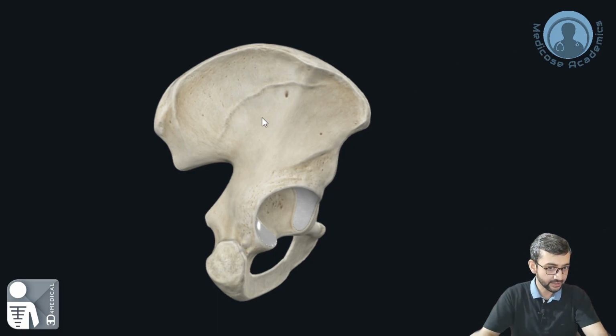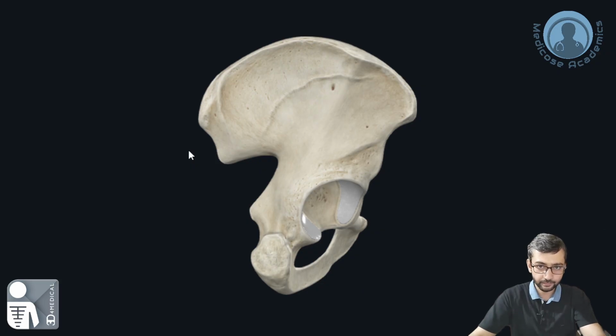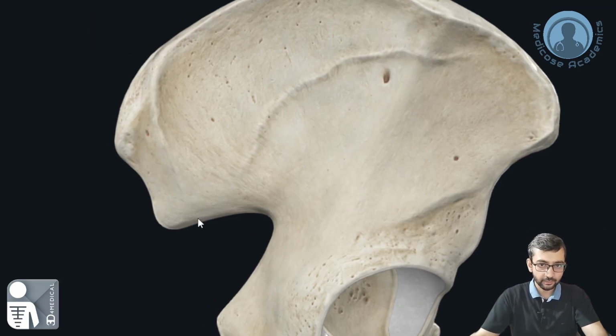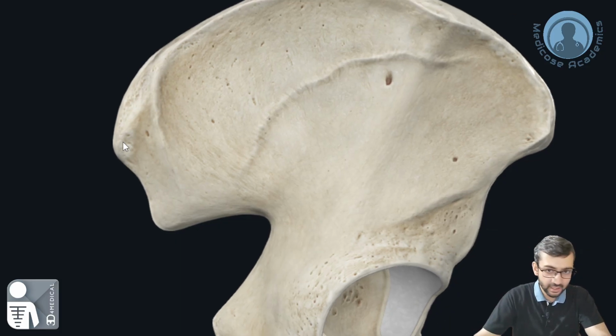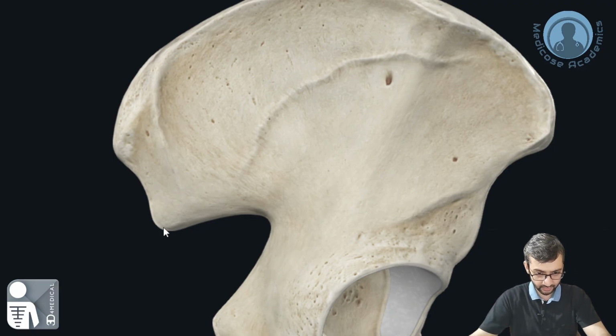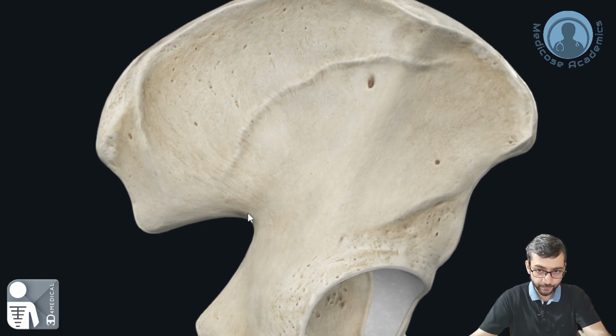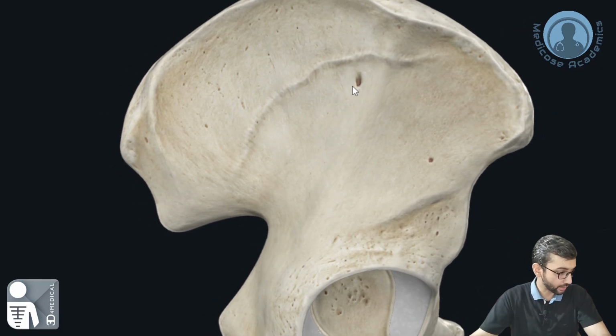These are the gluteal lines. Let's see the posterior gluteal line first. Here is the posterior gluteal line, and it starts about 4 or 5 centimeters in front of the posterior superior iliac spine, goes down, and ends at the upper margin of the greater sciatic notch. Then there is the middle gluteal line, sometimes also called the anterior gluteal line.